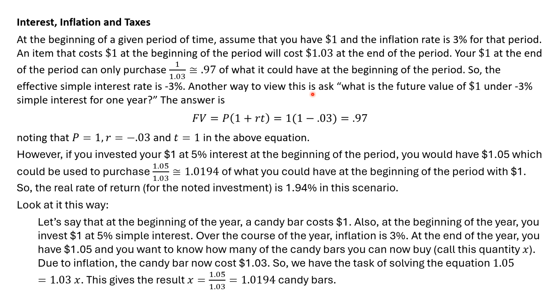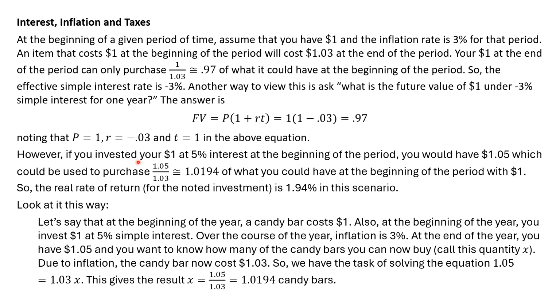Another way to view this is to ask, what is the future value of $1 under minus 3% simple interest for, I said 1 year here, but I guess I should have said whatever the time period is. Let's just say it's a year, make it more concrete. So we would have our future value formula for simple interest. We put in the minus 0.03 here for R, and T is 1, and then we get 0.97. I just mentioned what the different values are down here again.